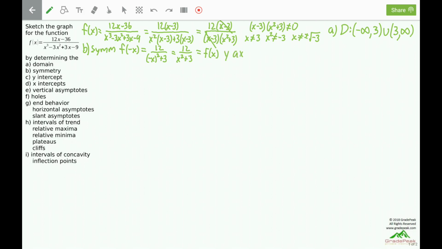So f of negative x equals f of x, which is the exact condition needed to have y-axis, also known as even symmetry, which means that the graph will be its own mirror image over the y-axis, except for the fact that we have determined there is a hole at x equals positive 3, which will not show the symmetry because there is not a hole at x equals negative 3 symmetric over the y-axis. Other than that, the graph will have the y-axis or even symmetry.